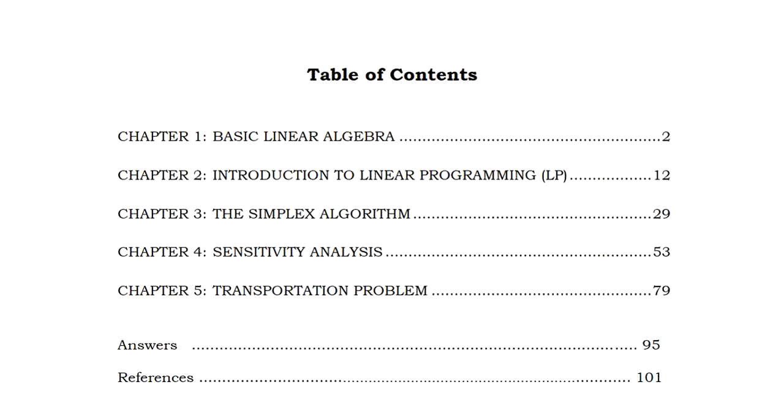Okay, for this course, SMQ3043 Linear Programming, there are 5 chapters. The first one, Basic Linear Algebra, that you have learned in the previous semester. And then second chapter, Introduction to Linear Programming. Third chapter, the Simplex Algorithm. And then followed by sensitivity analysis in chapter 4, and the last one is transportation problem.